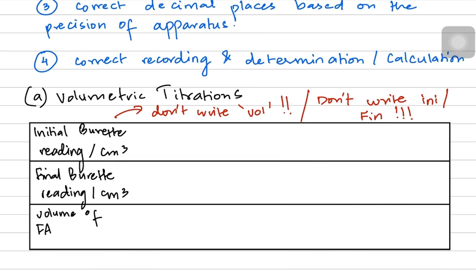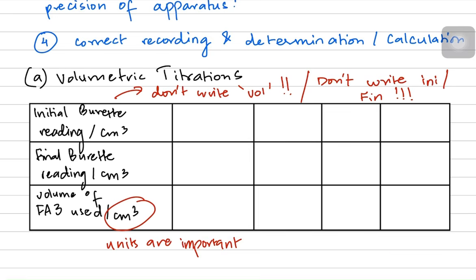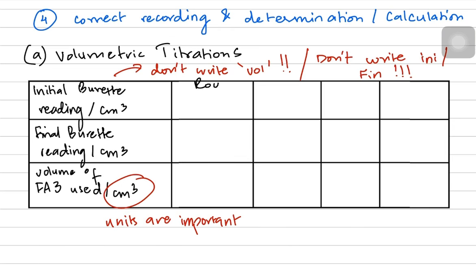The final row is going to be volume of, hypothetically, let's call it FA3, so volume of FA3 used slash centimeter cube. Centimeter cube is the unit, and you need to write the proper units for every heading. Even if you miss it once, you would be penalized for it. Now I'm going to divide the remaining working space into 4 different columns. Generally, we're expected to perform first a rough titration, which is just an estimate to approximate how much volume is needed, and then we have fair titrations.